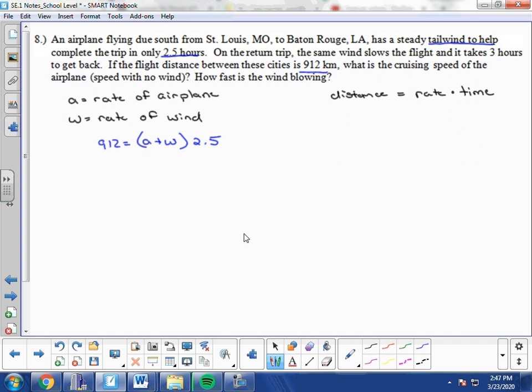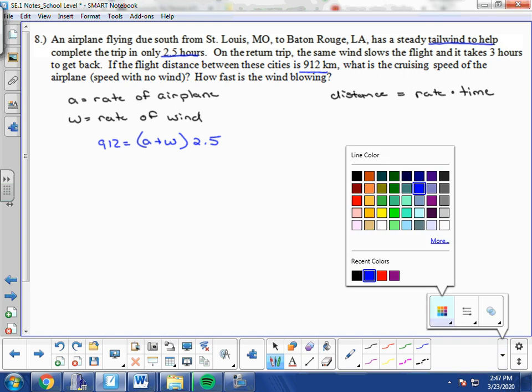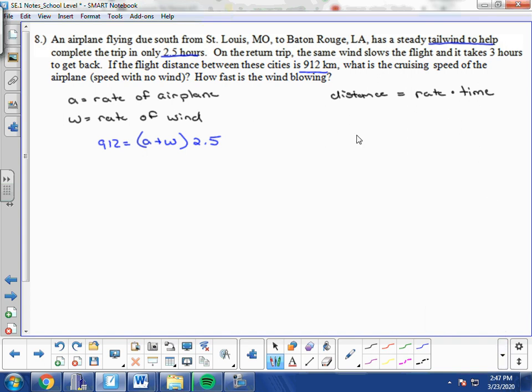Now we need another equation for on the way back. On the way back, the wind slows. So the distance is still the same, going the same amount. But this time the wind is taking away from the airplane. It's slowing it. So A minus W, and then it takes 3 hours. So these are our two separate equations.